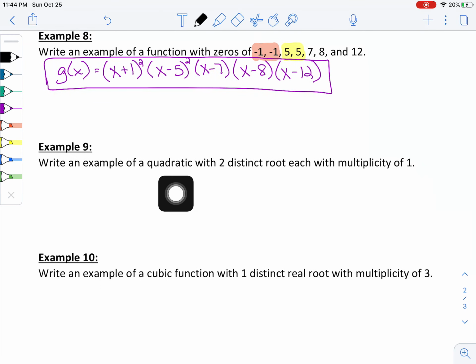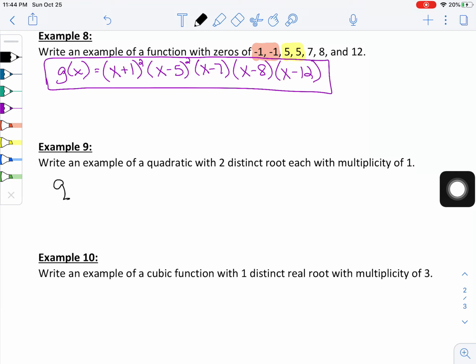There are. So problem number 9 is even less specific. It says, write an example of a quadratic with 2 distinct roots, each with multiplicity of 1. Distinct means that they are different. When I look at my students in class, there are 27 distinct students, right? Each one of you is different. So 2 distinct roots, you get to pick what your roots are. I don't care, it doesn't matter. But distinct roots means they just have to be different, and each with multiplicity of 1.